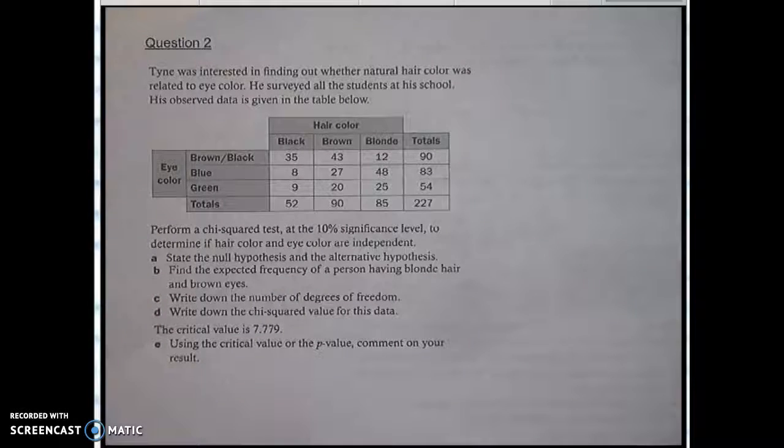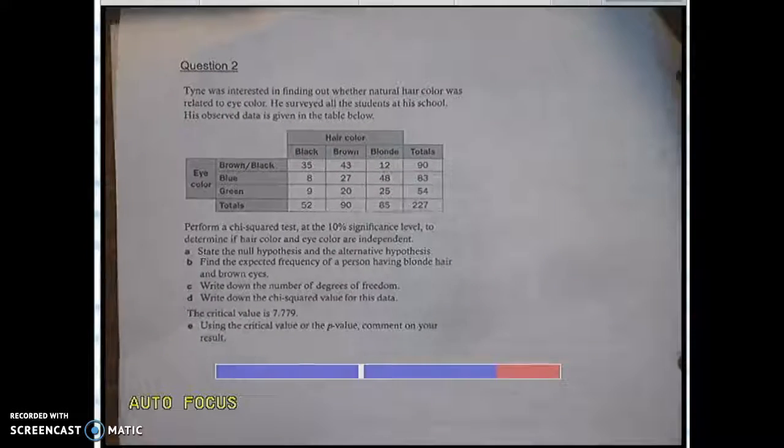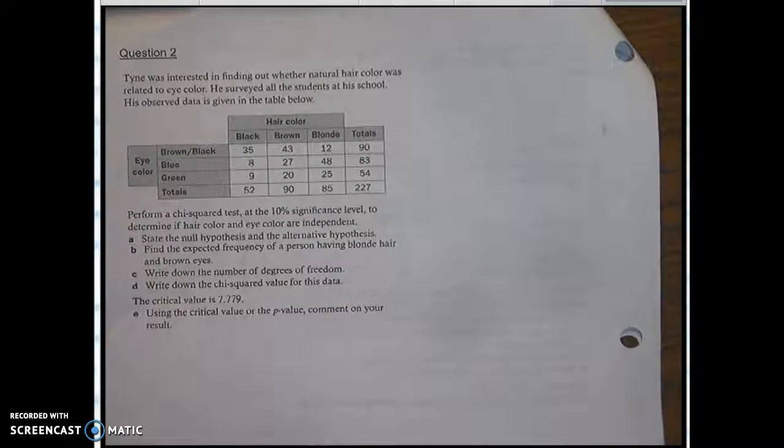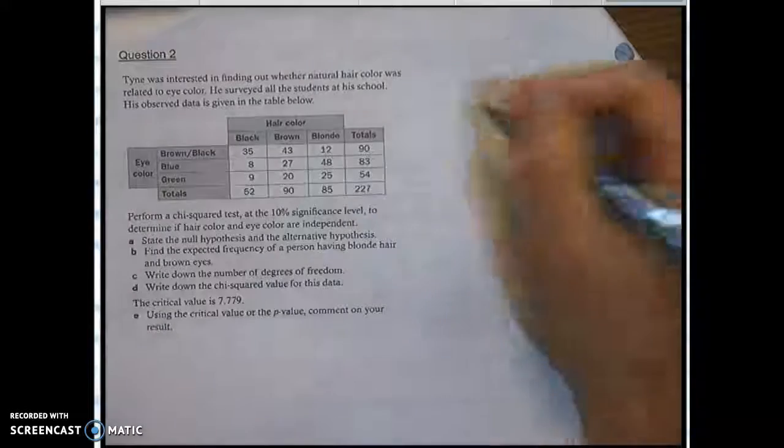Tyne was interested in finding out whether natural hair color was related to eye color. He surveyed all the students at his school. His observed data is given in the table below. So we're supposed to perform a chi-square test at the 10% significance level to determine if hair color and eye color are independent. We're going to state the null and the alternative hypotheses.